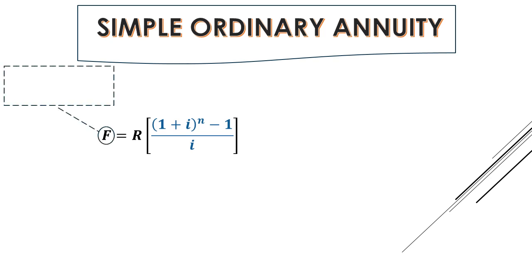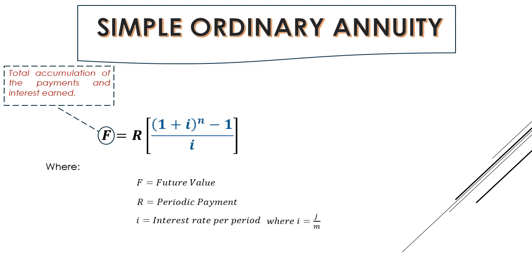Wherein F stands for the future value, the total accumulation of the payments and interest earned. This is what we've done earlier. R is the periodic payment, i is the interest rate per period, where i is equal to j over m. The j stands for the interest rate per year, and m is the conversion period. So if it's quarterly, m is 4. And n is the total number of conversion periods, the product of the time times the conversion period.